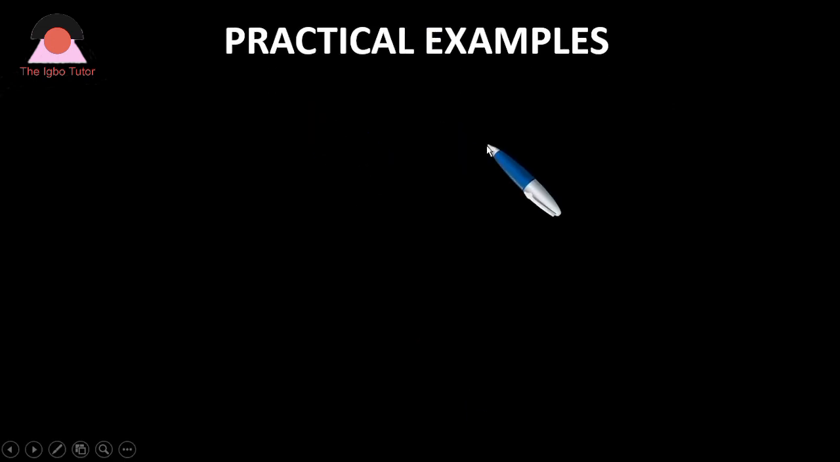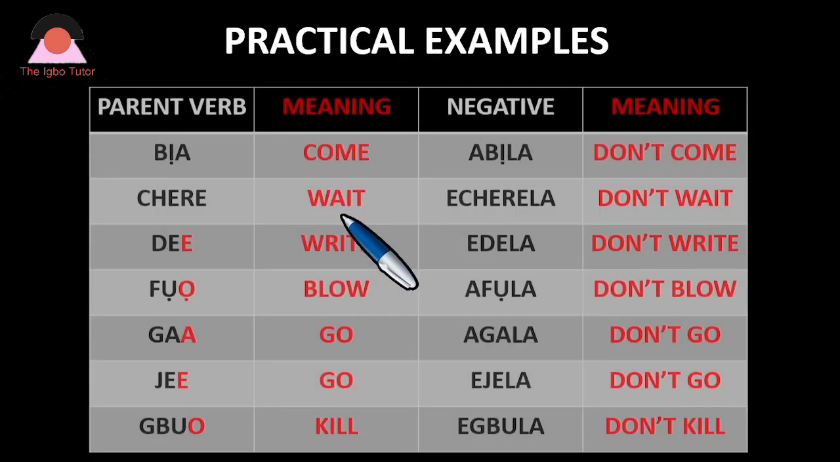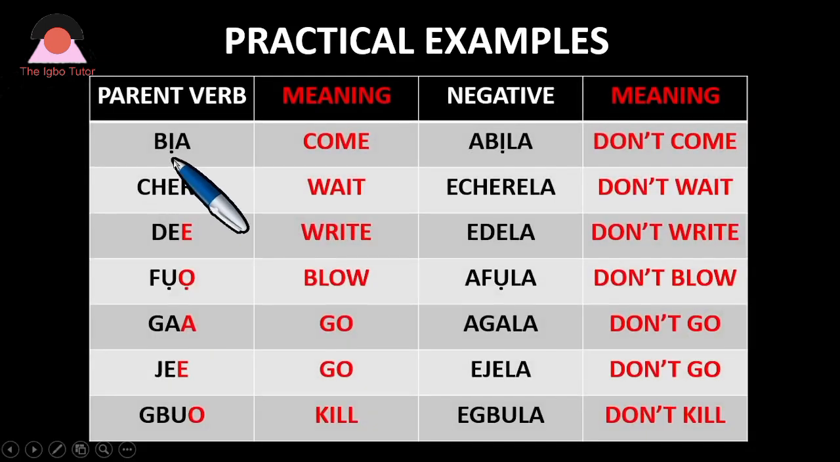So let's look at about 28 practical examples of Igbo verbs in this normal verb and the negative instruction using the same verb. Let's go. Now we begin with bia, which means come. Then abiala, the negative one, don't come. We have chere, meaning wait.